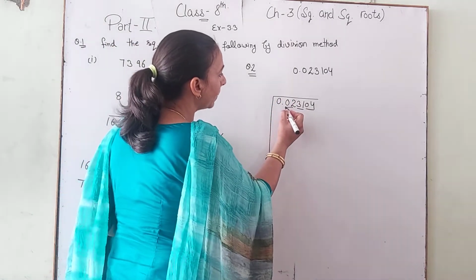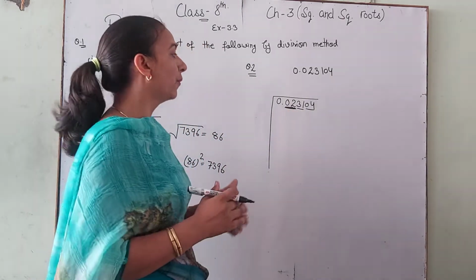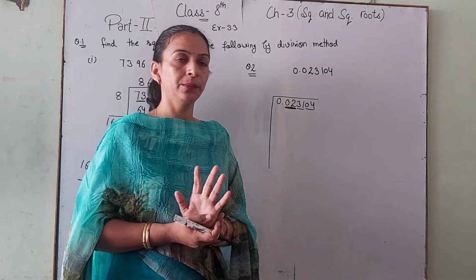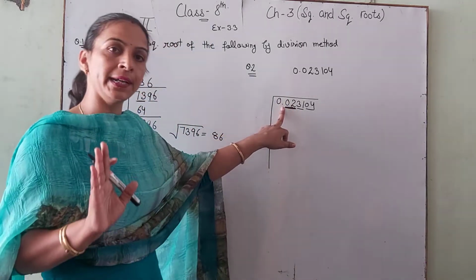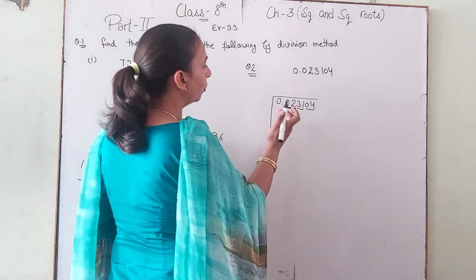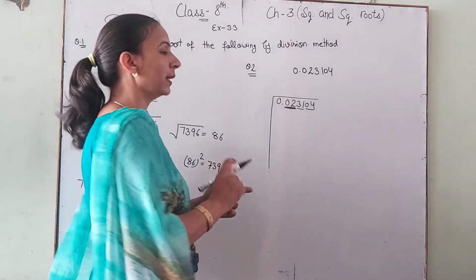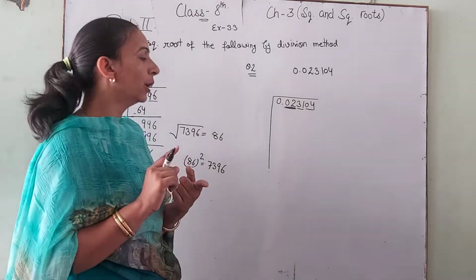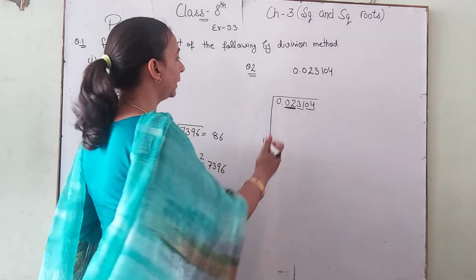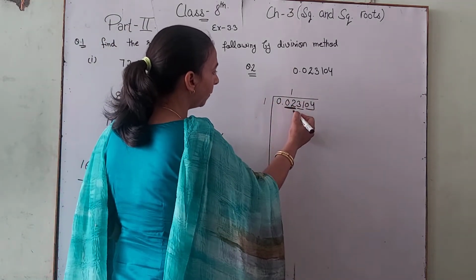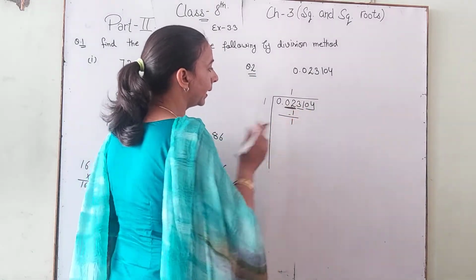Next we take the first pair, which is 0. For some time we forget the point. So the first pair is 02. 1 1 is 1, 2 2s are 4, but 4 is greater than 2. So we take 1 1 is 1, and subtract: 2 minus 1 is 1.